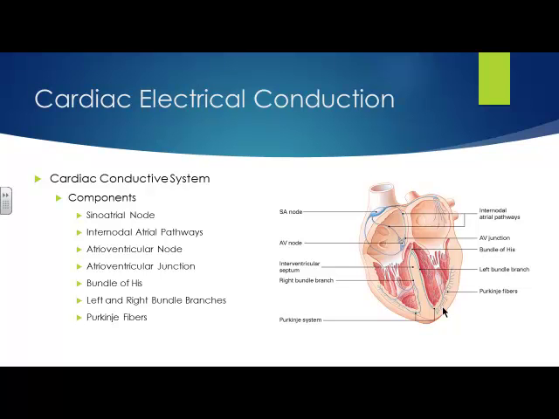You have your SA node. It fires. It propagates an action potential. All or nothing principle. Now we're going down with conductivity and then contractility. So we make it here. We've got our Bachmann's bundle over here because the left side needs to be contracted as well. Now we went through, we hit the AV node. The AV node kind of acts as the gatekeeper, right?